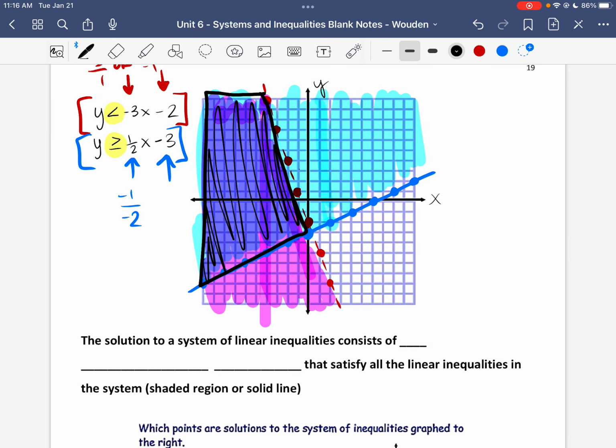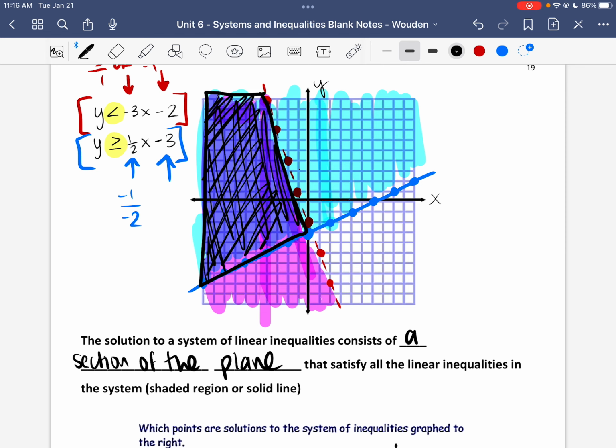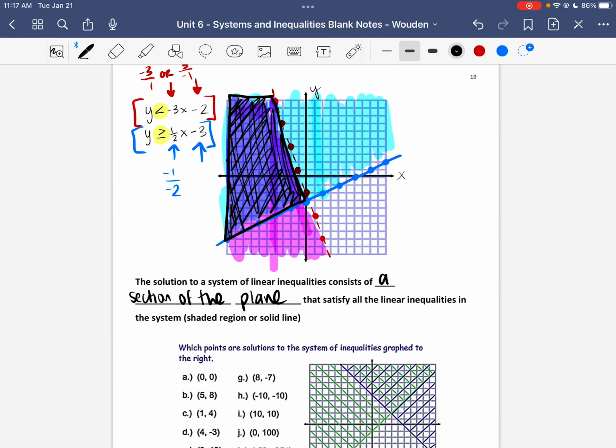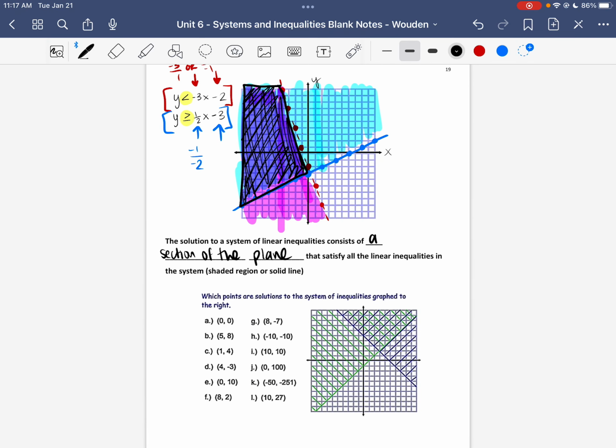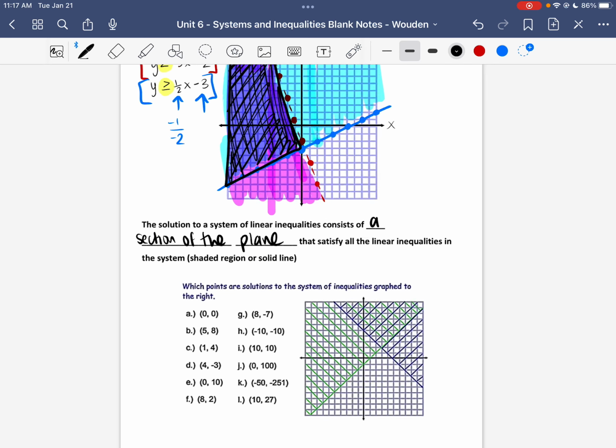The solution to a system of linear inequalities consists of a section of the plane that satisfies all the linear inequalities in the system, meaning the overlap. So all the points within this black overlapping shaded area are solutions to both of the inequalities that we just graphed above. So let's talk about what that means with this question down here. Which points are solutions to the system of inequalities graphed to the right? Okay, so I'm going to zoom in.